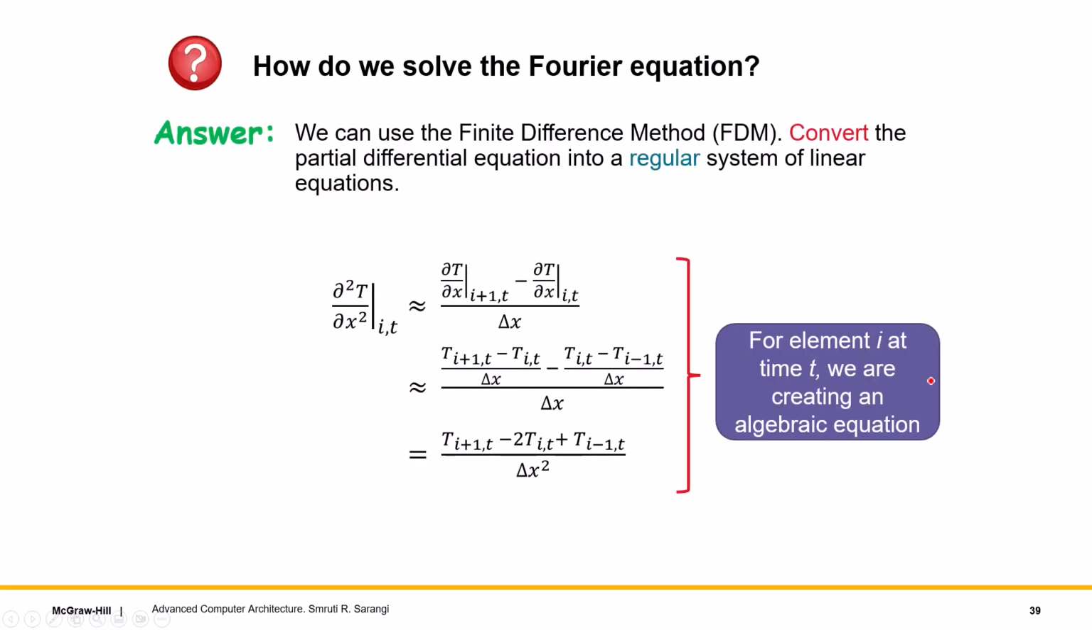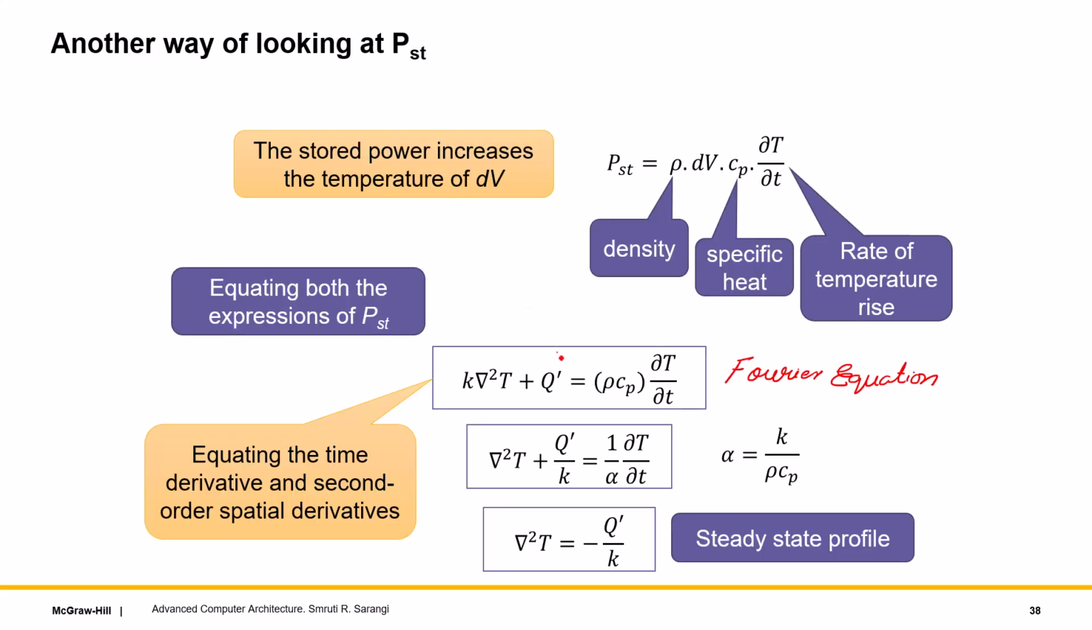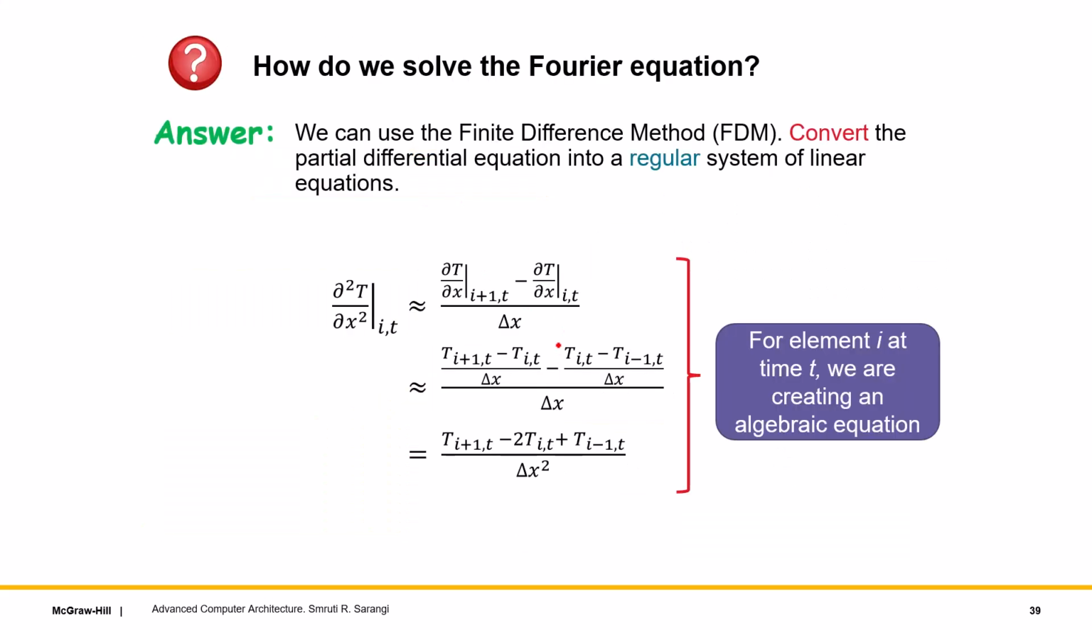So there are many ways of solving this. A simple method is known as the finite difference method. It's not as accurate as the finite element method, but it's much faster. The key idea is that we take a system of partial differential equations as we have here, and we convert it to a system of linear equations. This is easy. We have all seen this.